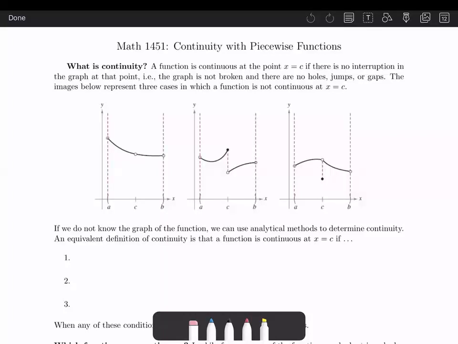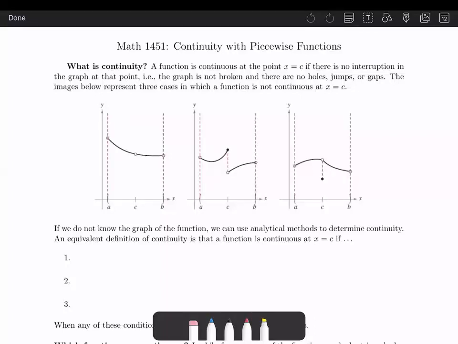So a function is continuous at a point, x equals c, if there's no interruption in the graph at that point, meaning if the graph isn't broken and there are no holes, jumps, or gaps. So the images that we have here represent three cases in which a function is not continuous at x equals c. You may have heard this in high school as a function is continuous if you're able to draw the graph without picking up your pencil. And in essence, that still is what continuity tells us.